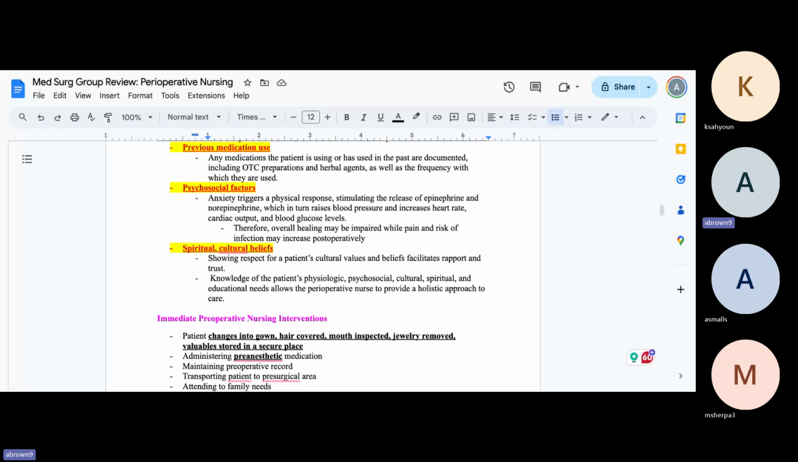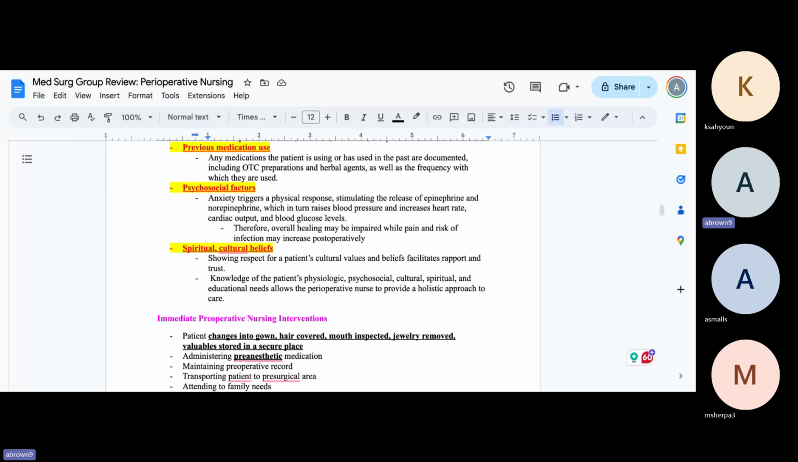You also want to know about their previous medication use. So any medications the patient is using or has used in the past are documented. We went over this, but including over-the-counter preparations and herbal agents, as well as the frequency with which they are used.